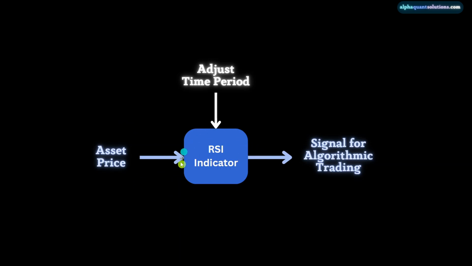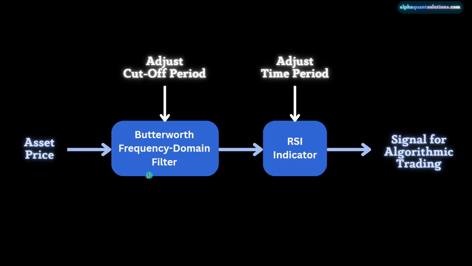The first one is a single RSI indicator processor, where we can adjust the time period, so we can change it from the classical 14 period to something else. And the second approach will be to first apply a frequency domain Butterworth filter to the asset price, where we can adjust the cutoff period. Then the output of that is the input to the RSI indicator, where we can also adjust the time period, and then the output of that is used for algorithmic trading.